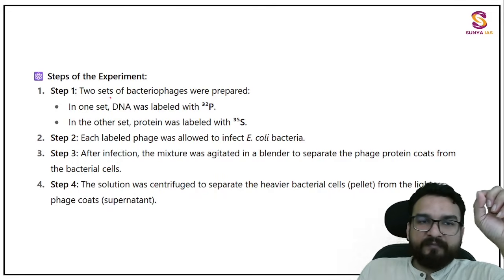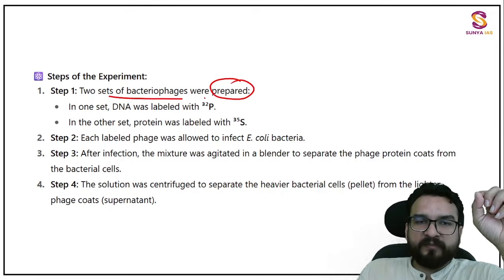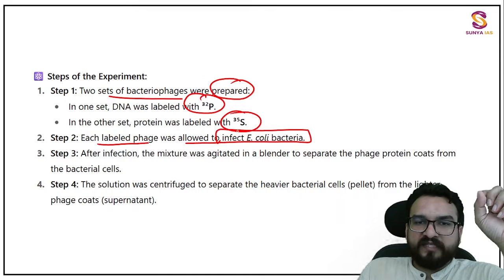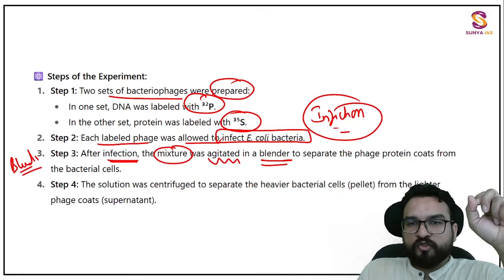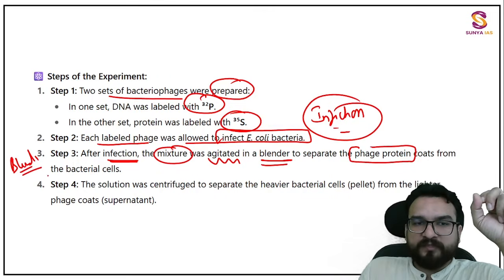Over here, two sets of bacteriophages were prepared. This I have told you. Now each labeled phage was allowed to infect E. coli bacteria. That means infection will be happening in the first process. Then after infection, the mixture was agitated in a blender. That means blending will be happening at the second stage to separate the phage protein coats from the bacterial cells.